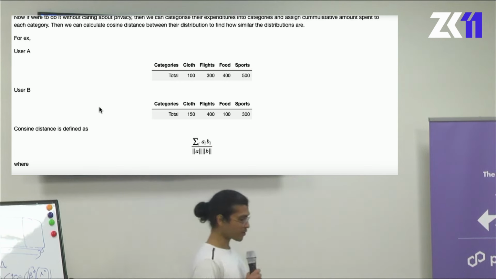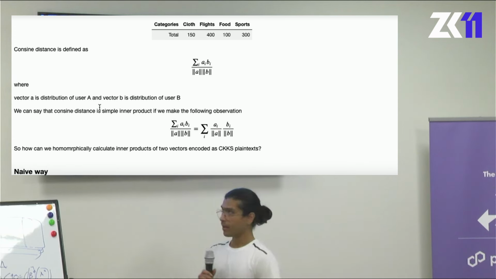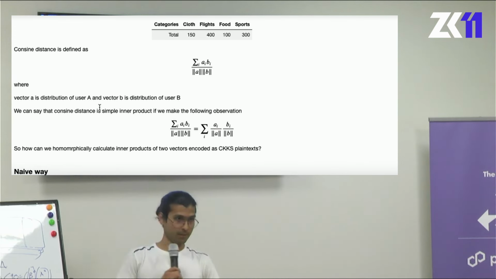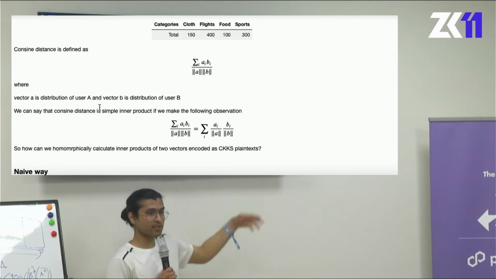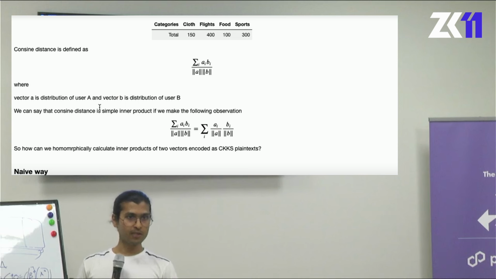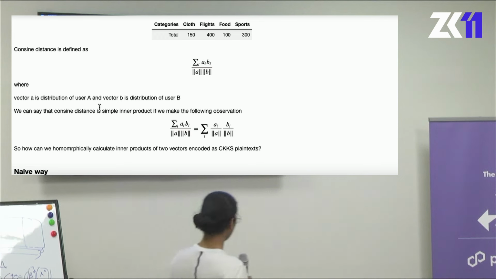Now you would notice that this can be translated to a simple inner product if you make this observation, right? If you rewrite this as this, then it is a simple inner product. So it turns out that to calculate a cosine distance between two distributions, the only thing that you care about is evaluating this inner product homomorphically. Okay? So how do you do it?